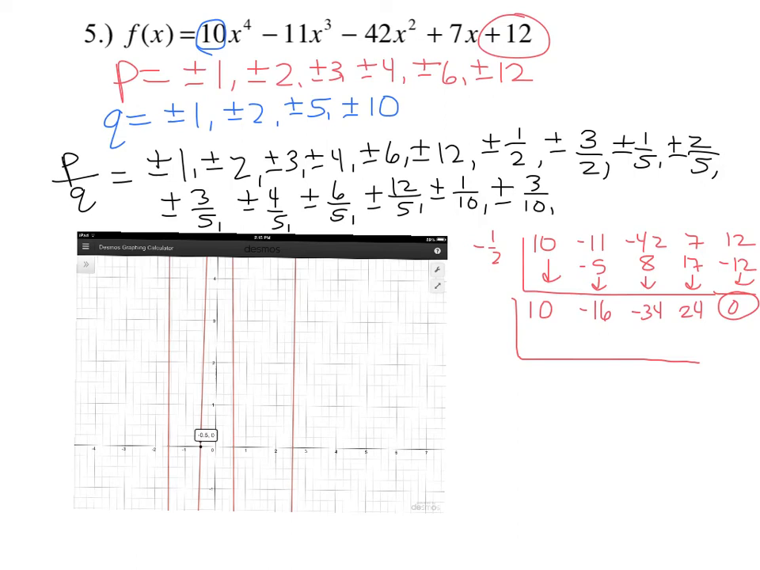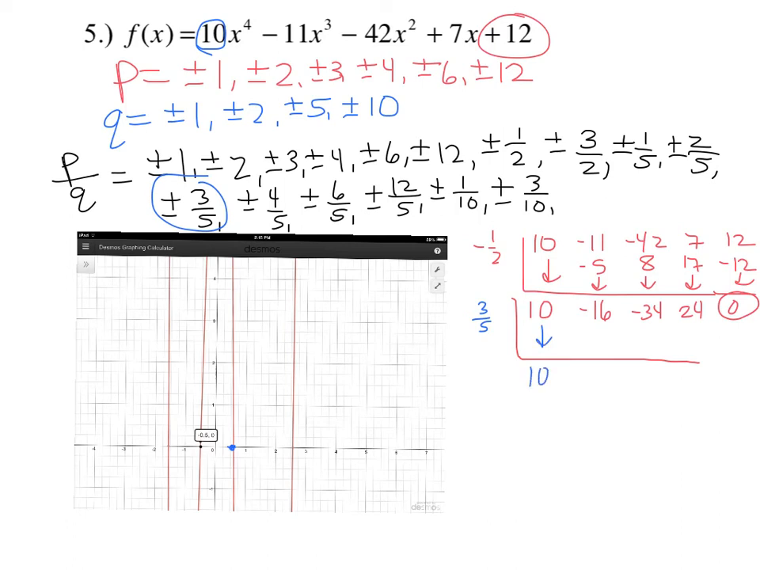But now I'm down to 10x cubed minus 16x squared minus 34x plus 24. So I can just keep going with my synthetic division and build another row on. If I take a look at my graph, at this point right here, it's between 0 and 1. It's beyond 1/2, but it's before 3/4. So I think a pretty good guess there would be positive 3/5. So I'm going to try that and see what happens.